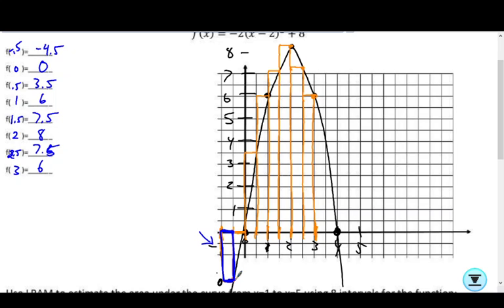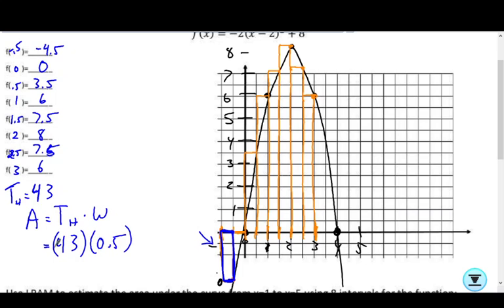But we're going to add up all of these numbers to get our total height again. So when we add them up, we get 43. So that is my total height. My area, therefore, is my total height times the width, which is 43 times 0.5, which equals 21.5. And the actual area, if we actually calculated it, is 22.66 repeating. So we're pretty close.